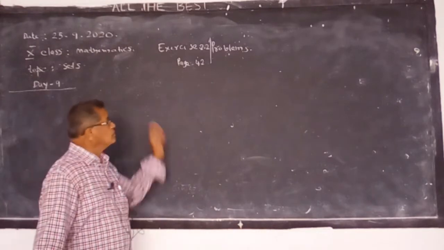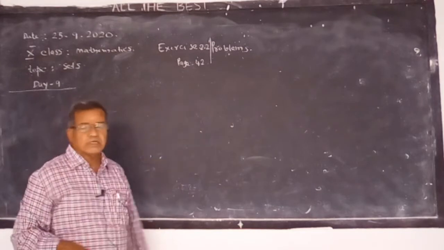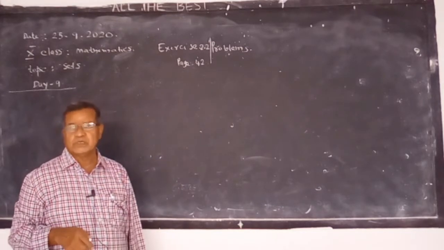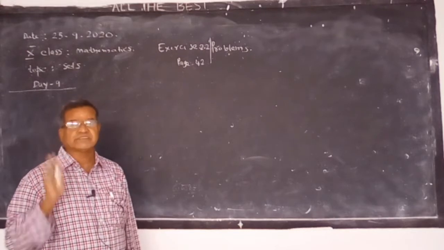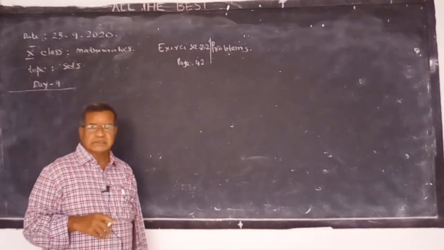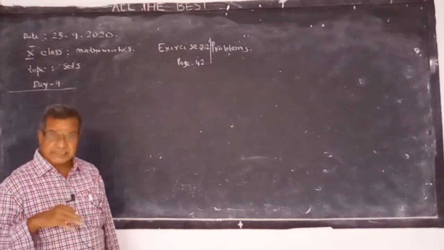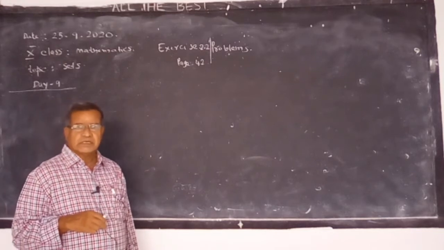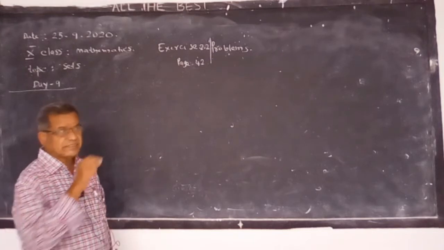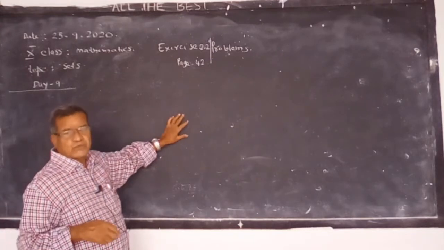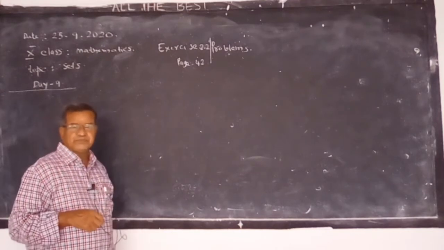In previous classes, we discussed all the terms. What is there in sets? What is a set first? A set is a well-defined collection of well-defined, distinct objects. The objects of the set are called elements.